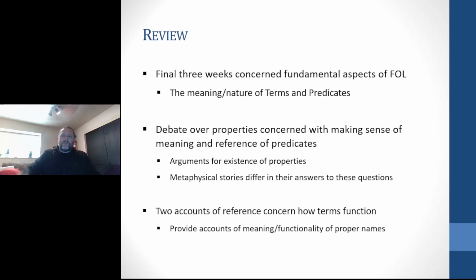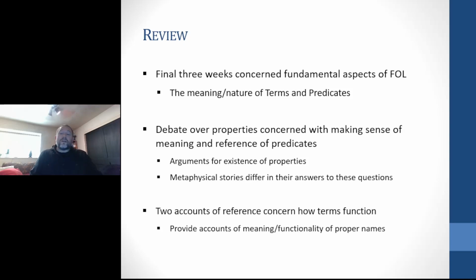And then after that, we pivoted. And the last 3 weeks of this half have been thinking about fundamental aspects of FOL. So we started by talking about properties, thinking about the meanings of predicates and what predicates might refer to if they refer at all. And here we looked at the 3 arguments for the existence of properties, and we thought about some different metaphysical accounts of what properties might be.